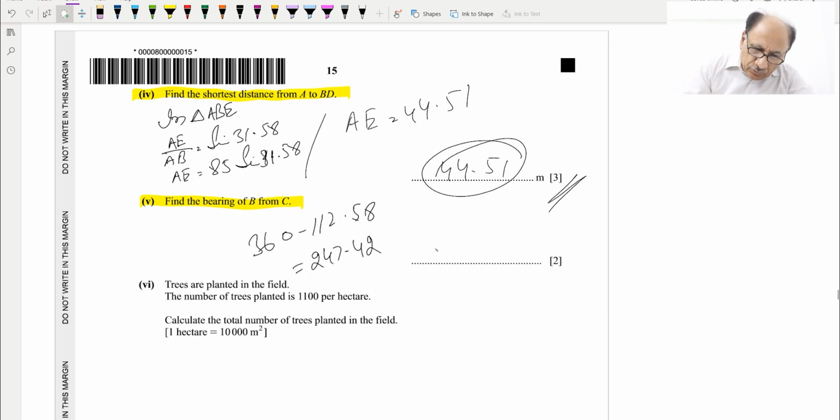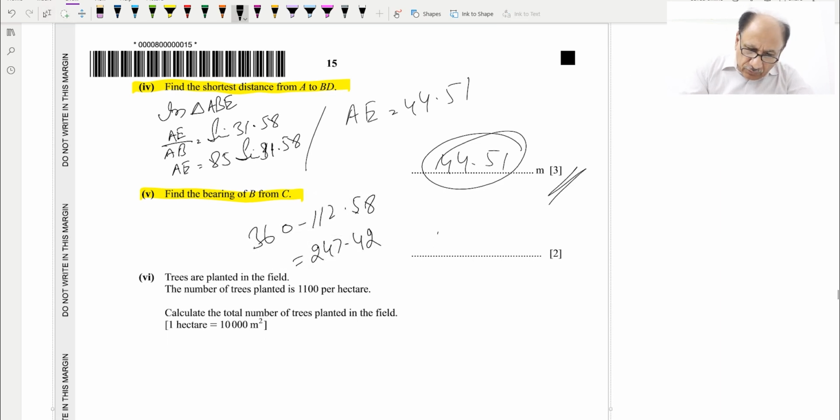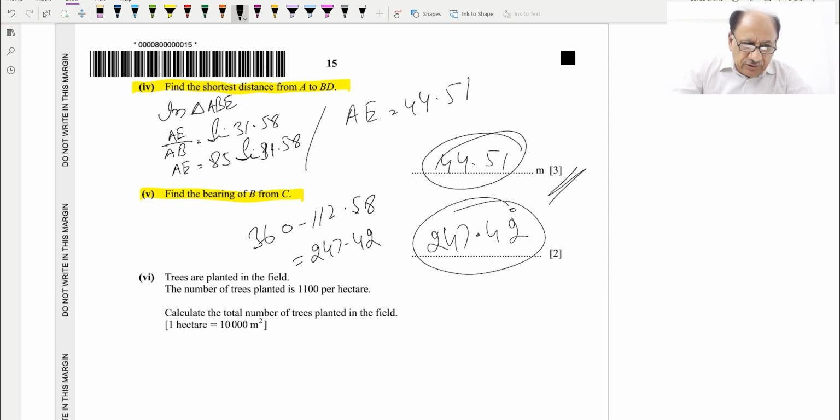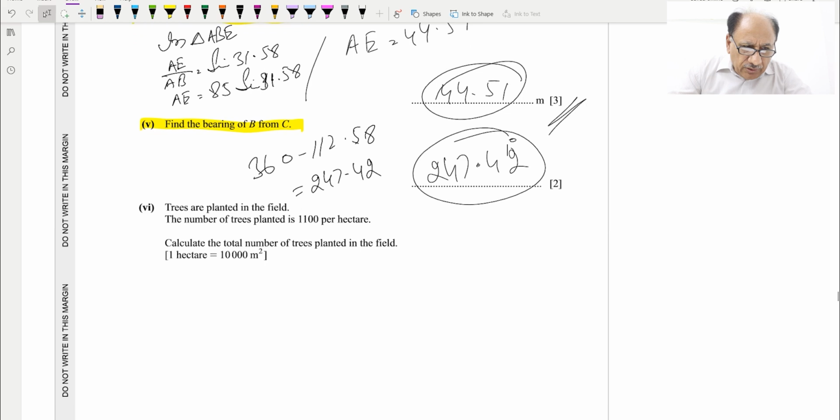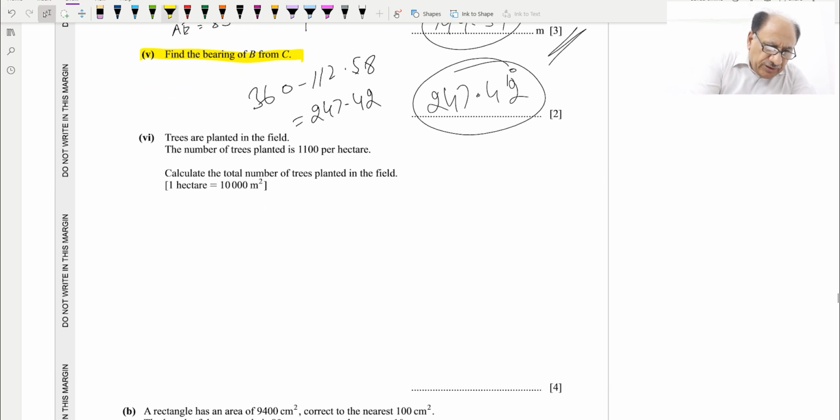Okay, so this is done. 247.42 degrees is the bearing. Now the next part, they're saying trees are planted in the field. The number of trees planted is 1100 per hectare, and calculate the total number of trees planted in the field.